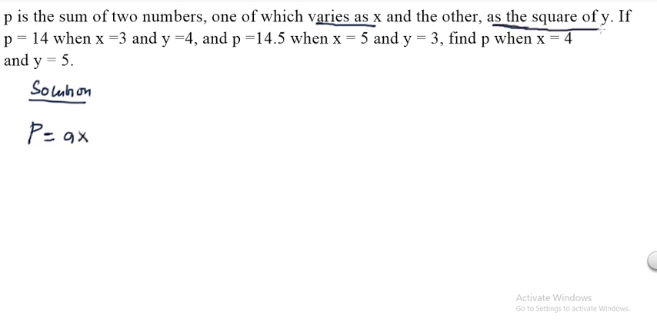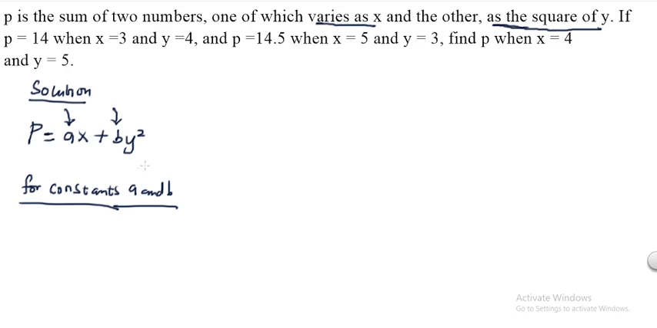The other varies as the square of Y. So Y is also a variable here, so we introduce a constant along with Y. So BY square. Now the constants here are B and A, and the variables here are Y and X. The next thing we do is to find the constants, A and B. Now, from the question, we are always given information that can help us find A and B.